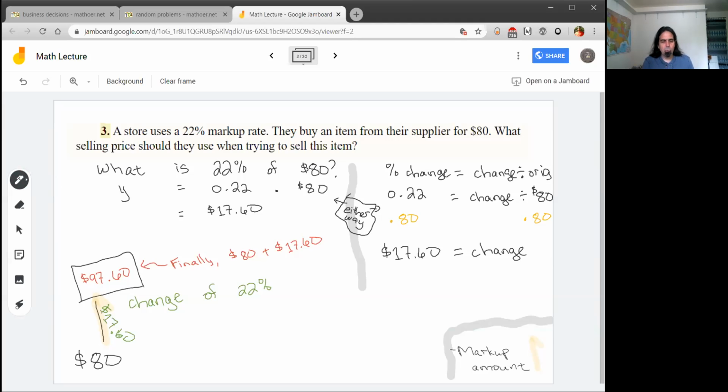Okay, so I was kind of quiet, but I did the same thing. You can either think, what is 22% of the 80? Or you could think the percent change is change divided by original. Both ways of thinking will get you 0.22 times 80, which is $17.60 of change. That's not what they asked for, so we have to put it back on top of the 80 and get the answer.